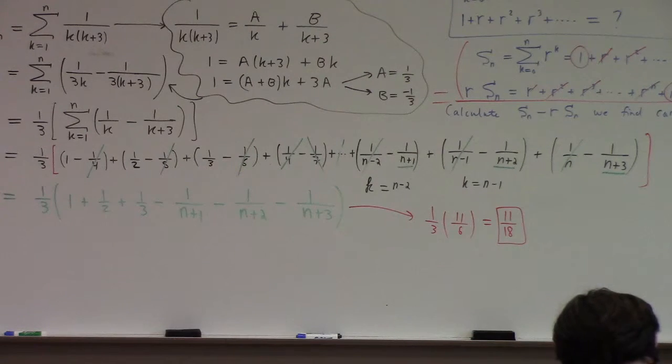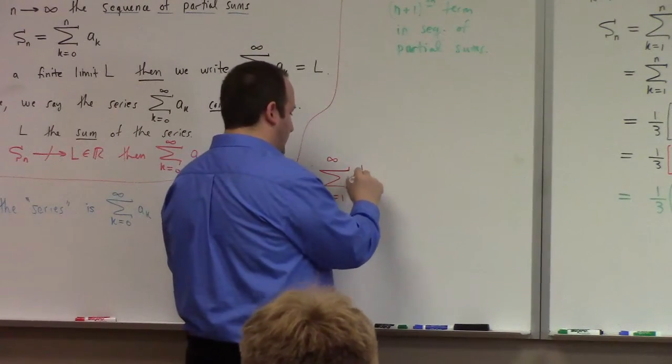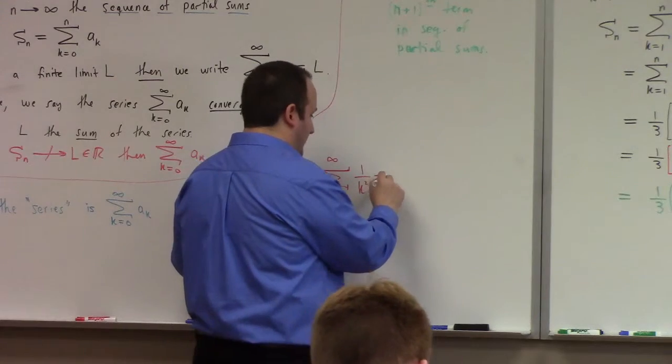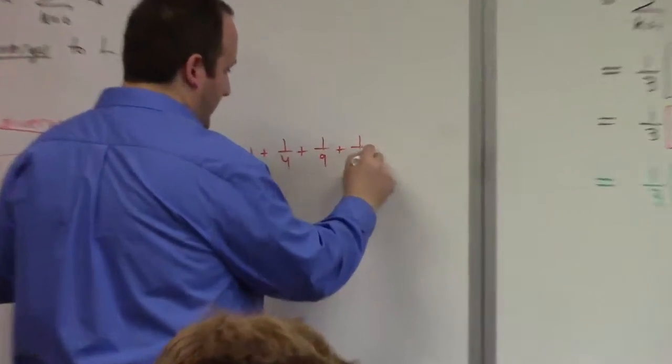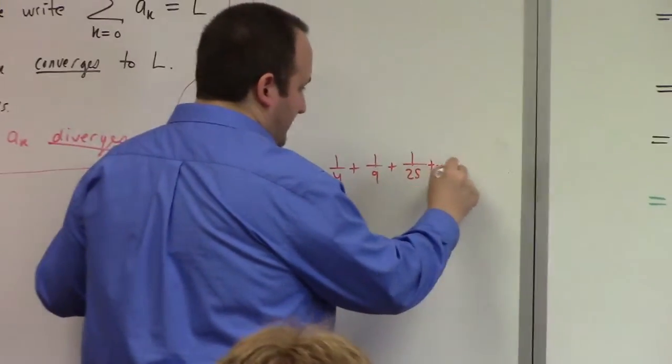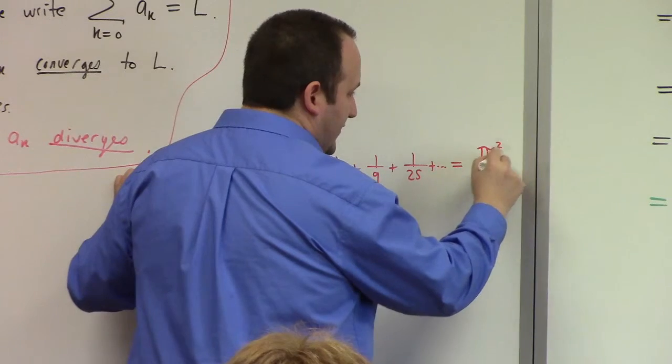Let me show you one that you can't calculate. The sum, k equals 1 to infinity of 1 over k squared. In other words, 1 plus 1/4 plus 1/9 plus 1/16 plus and so on. This is equal to pi squared over 6.